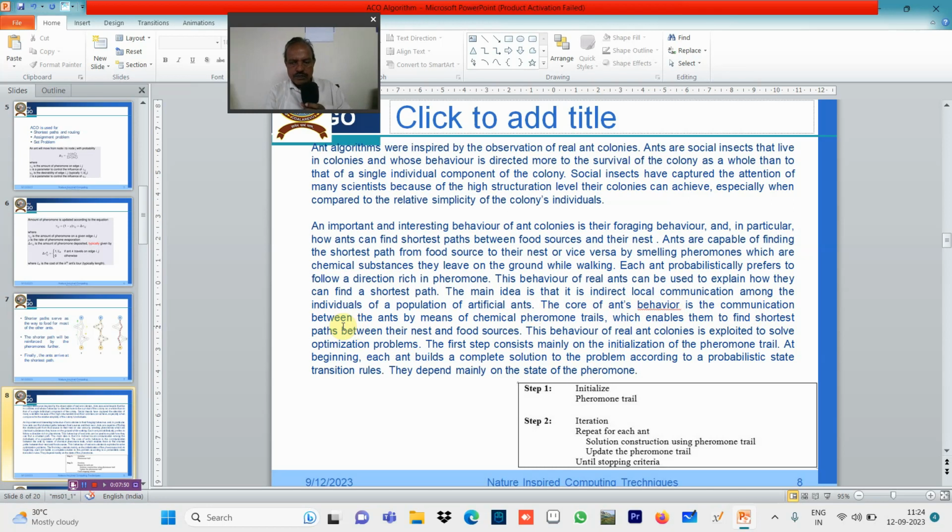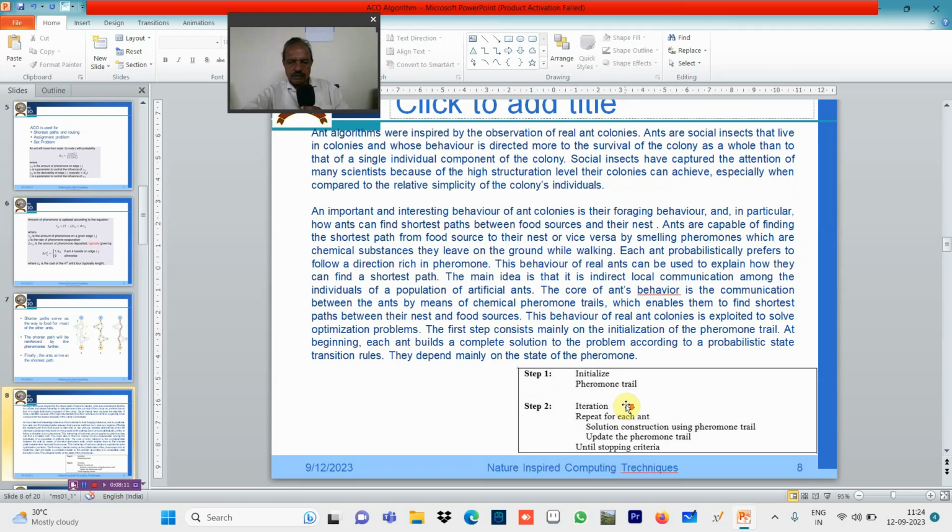The first step consists of the initialization of the pheromone trails at the beginning, and each ant builds a complete solution to the problem according to probabilistic state transition rules. They depend only on the state of the pheromones. You see, in step 1 we initialize the pheromone trails. So there are so many paths based on these pheromones, but we find the shortest one.